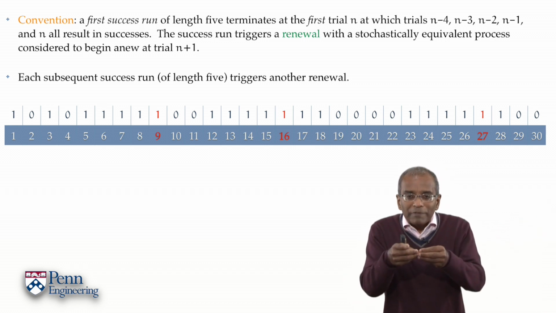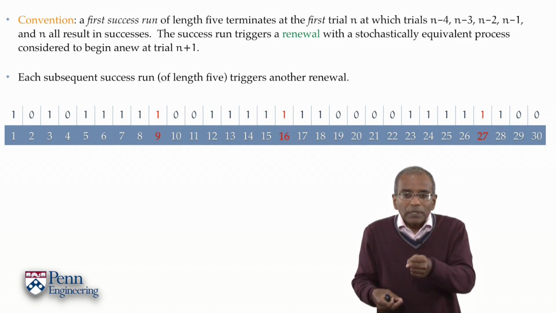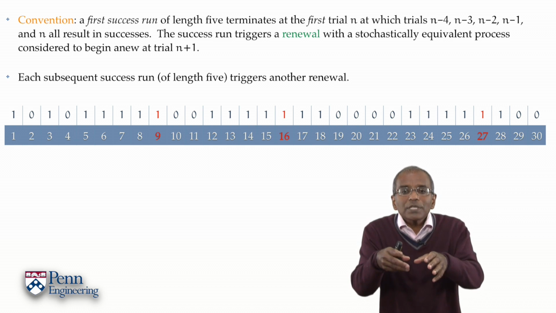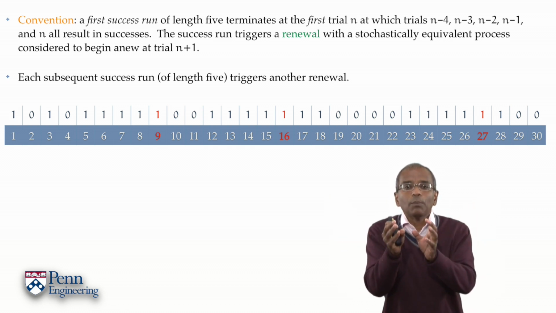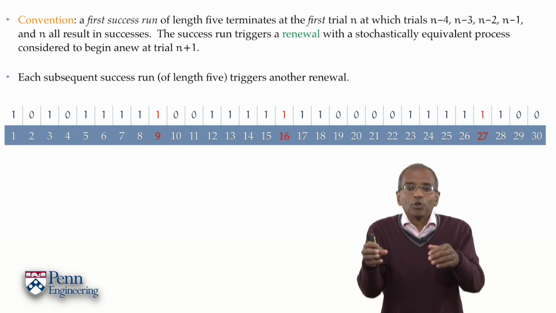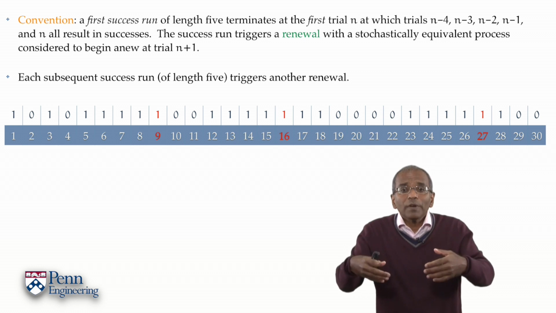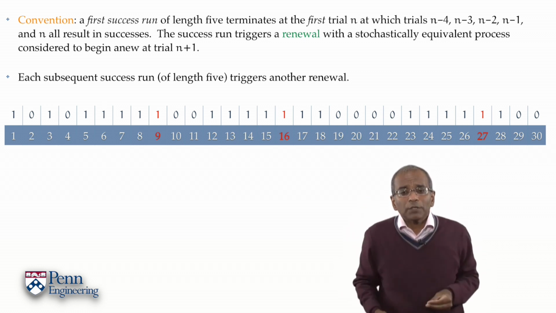Of course, when we've tagged a success run of length 5, it is possible that it is part of a larger success run. But for our purposes right now, runs of length 6 or 7 are not germane. We are worrying about runs of length 5. And of course, eventually, we'll want to take a step back and tackle runs of any length. But for the time being, let us focus on runs of length 5.